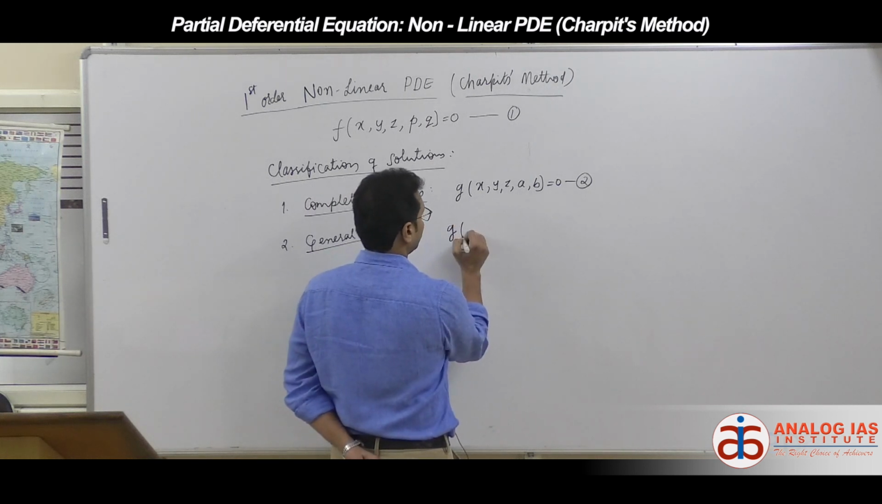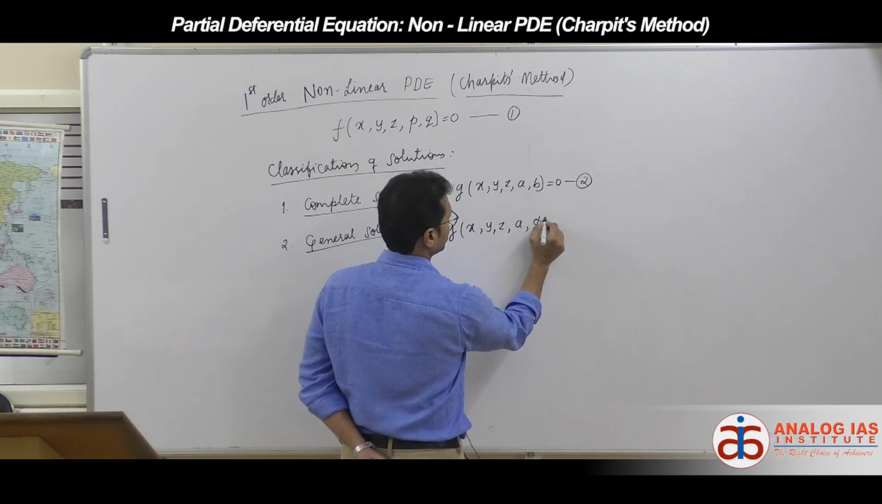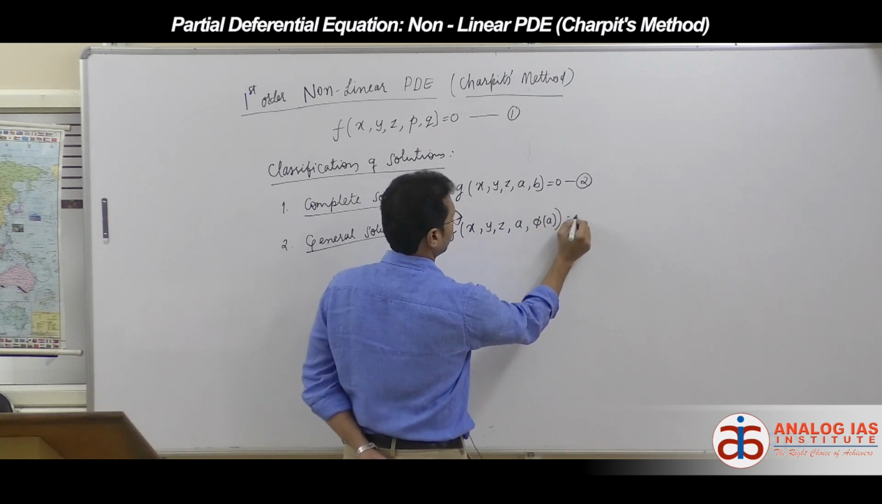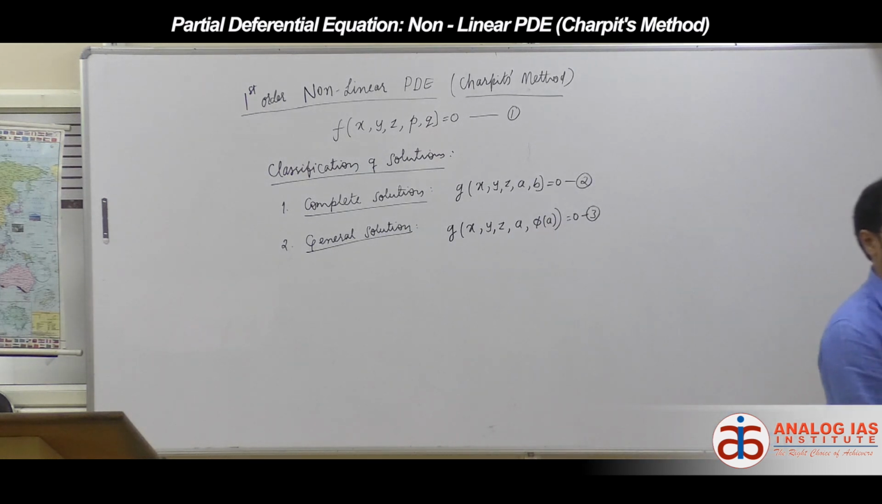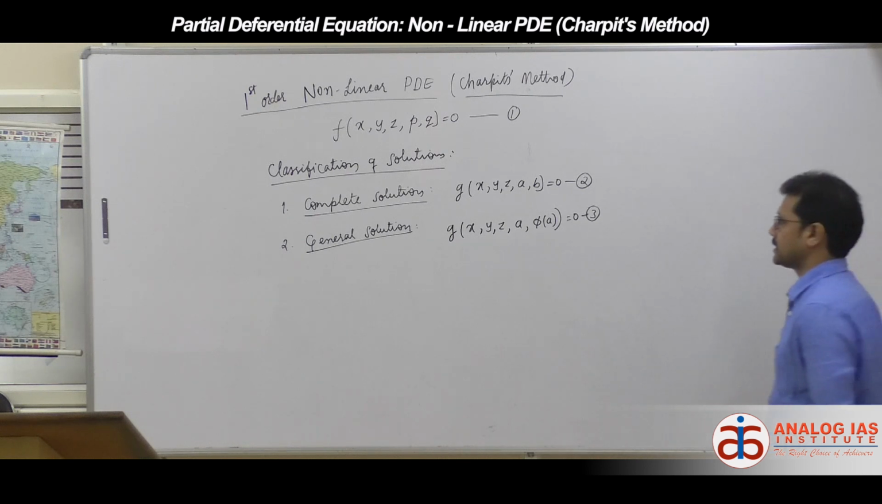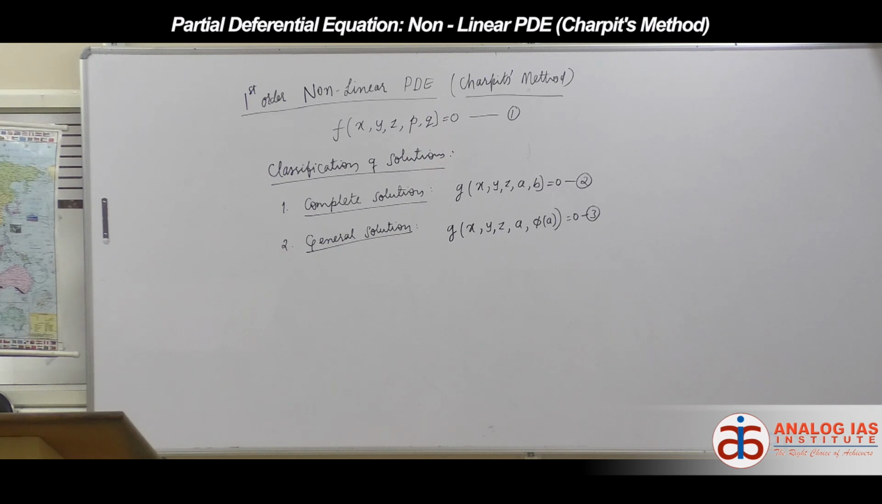It will be of the form g of x's, y's, z's, a, some function of a equal to 0. Suppose b, if I am able to write as some function of a, one of the arbitrary constants, as a function of another arbitrary constant. For example, Lagrange's method actually gives you the general solution. Why? It gives a relationship between C1 and C2: phi of C1 comma C2 equal to 0, or u equal to phi of v, or phi of u comma v.